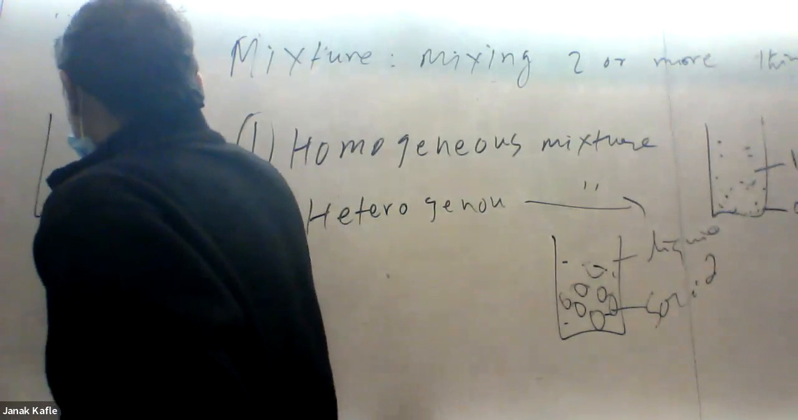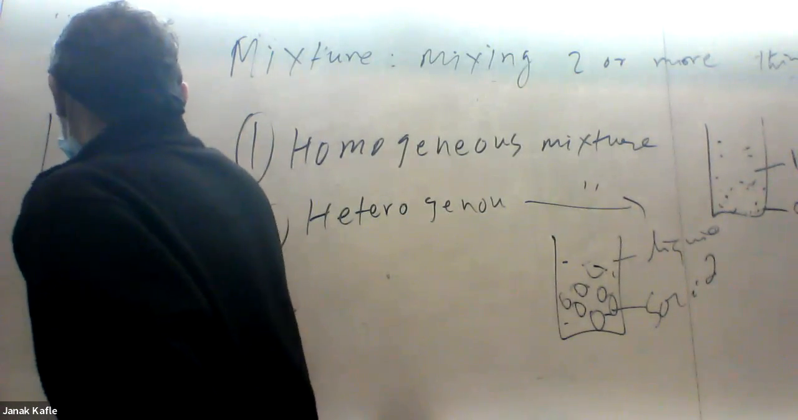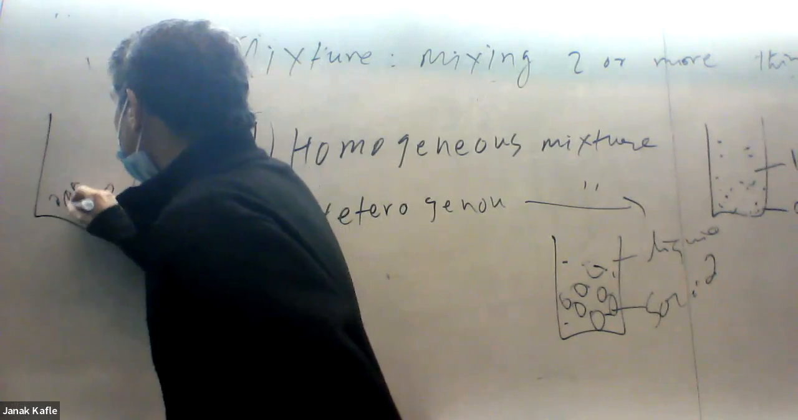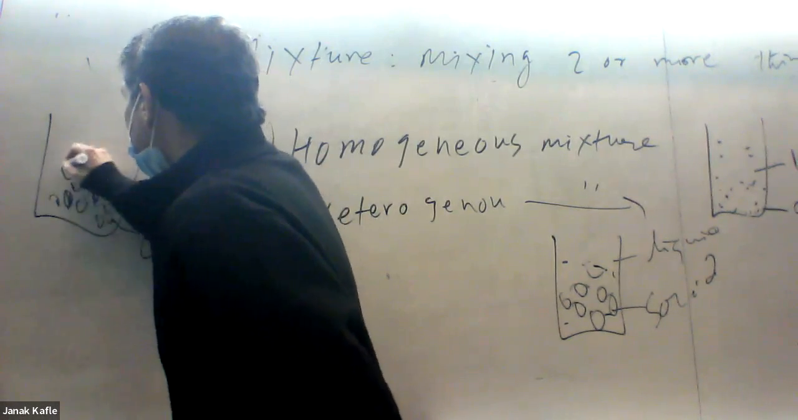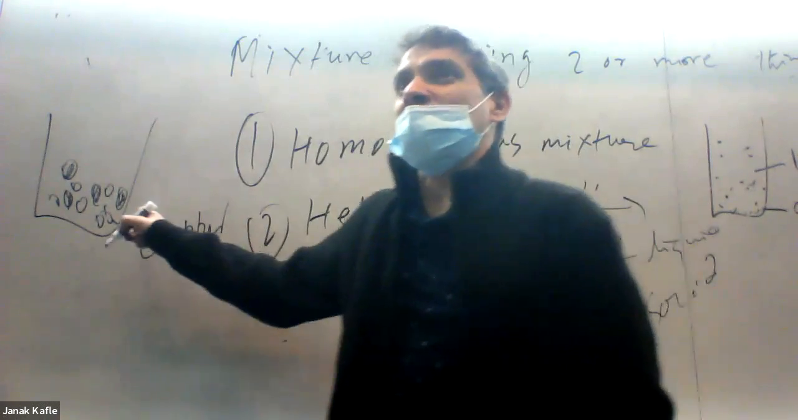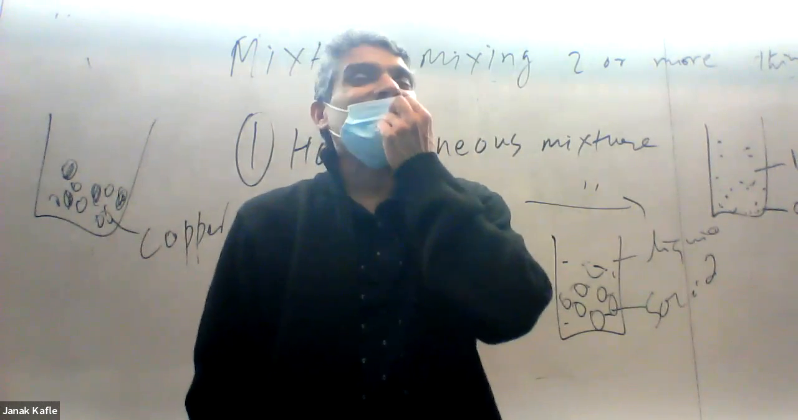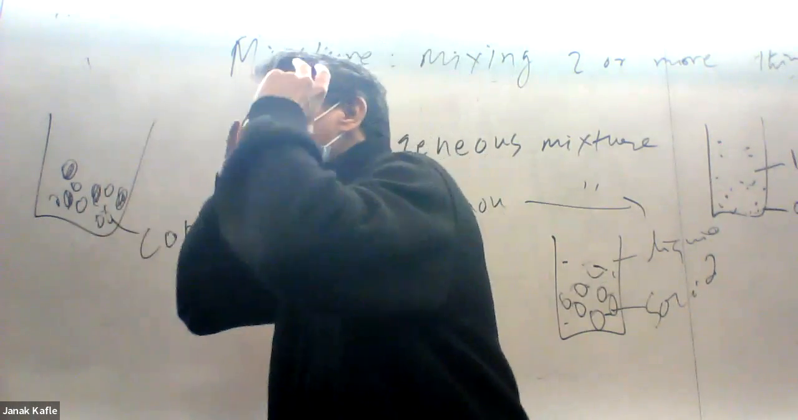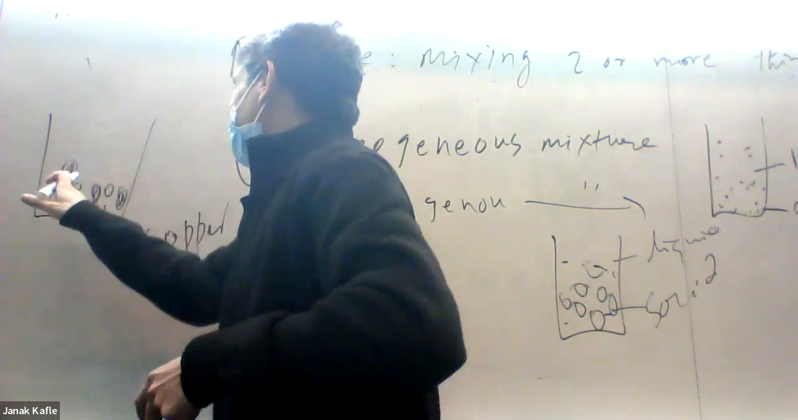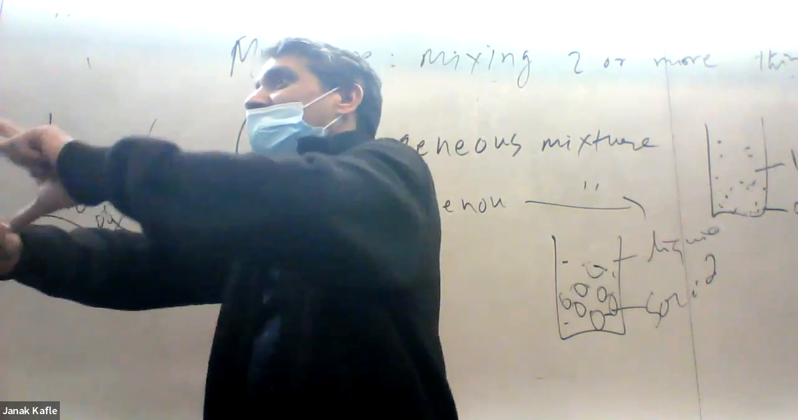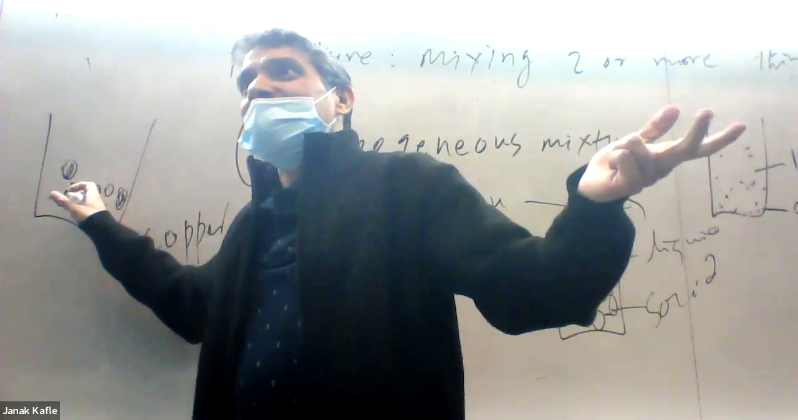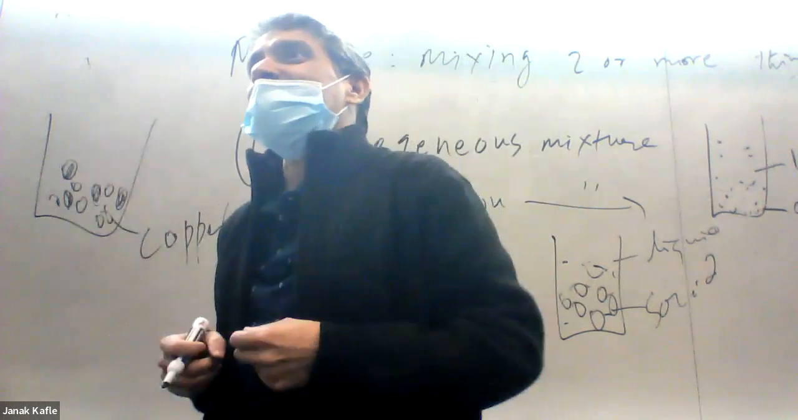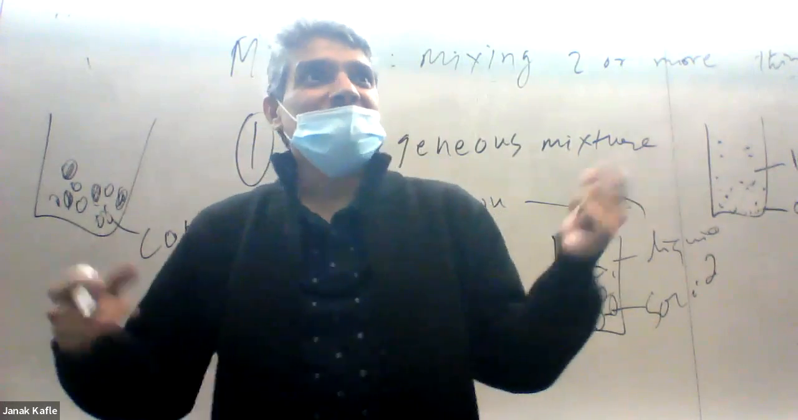So how about this one? Let's say you have some copper pieces here, and you mix with some gold pieces. All are in the solid phase. Is this a heterogeneous mixture or a homogeneous mixture? It's a heterogeneous mixture because, although this is all in the same phase, you can clearly see with your eyes some gold and some copper separately, right? You can clearly see the difference between gold and copper. So that's a heterogeneous mixture.